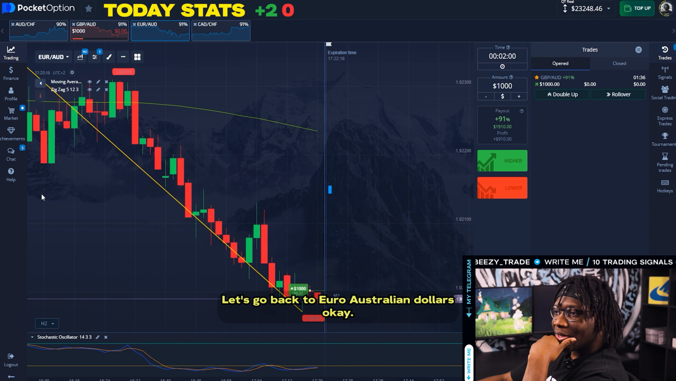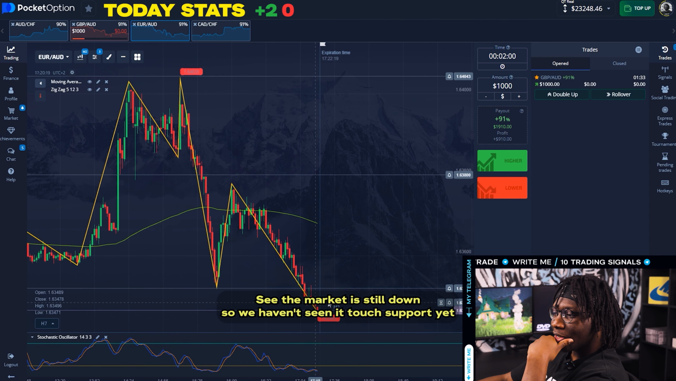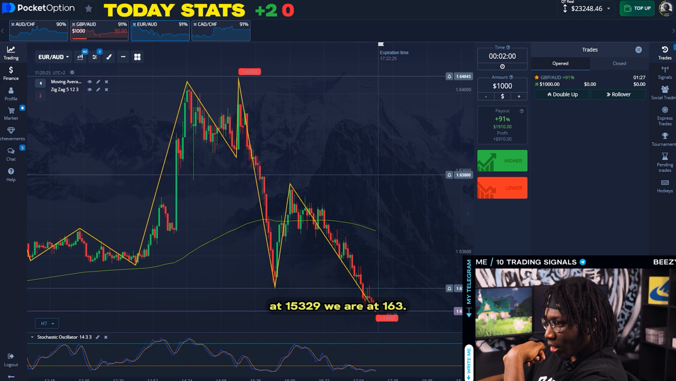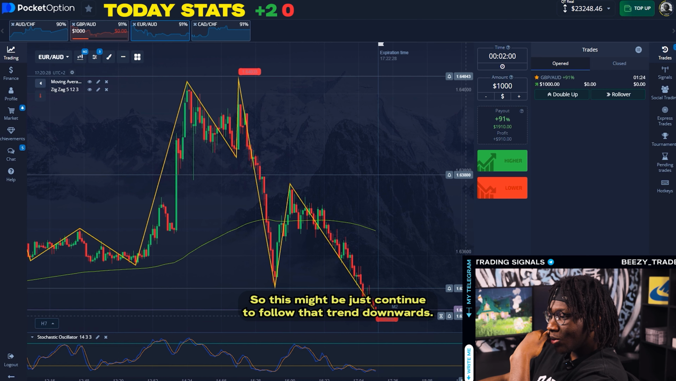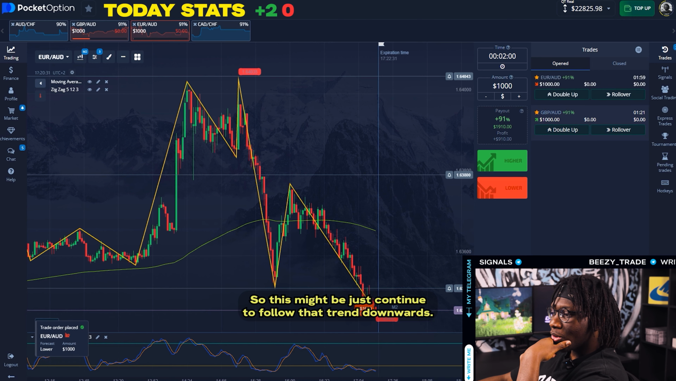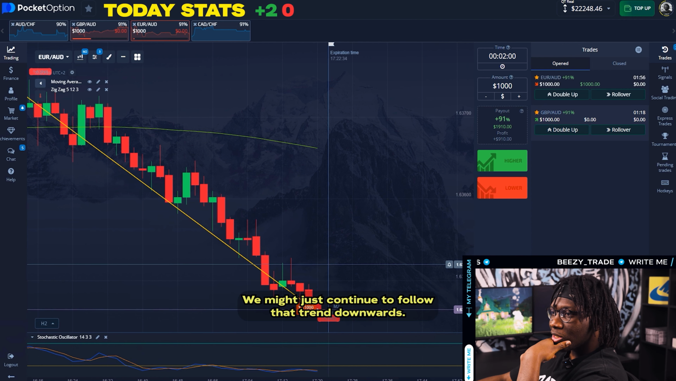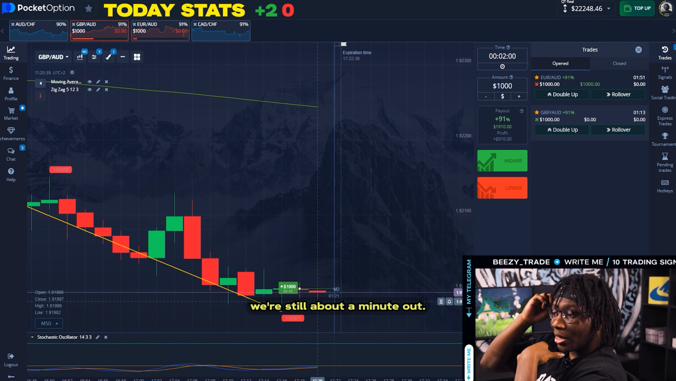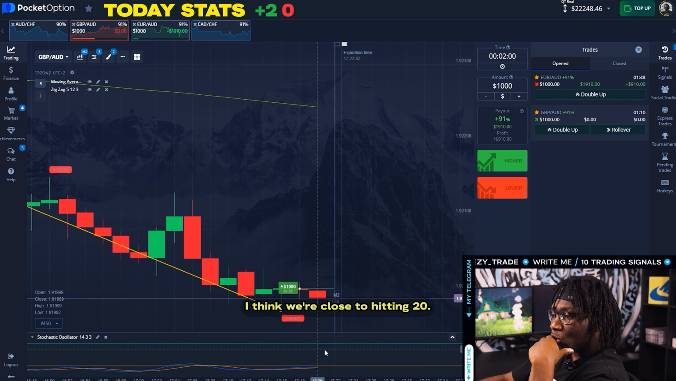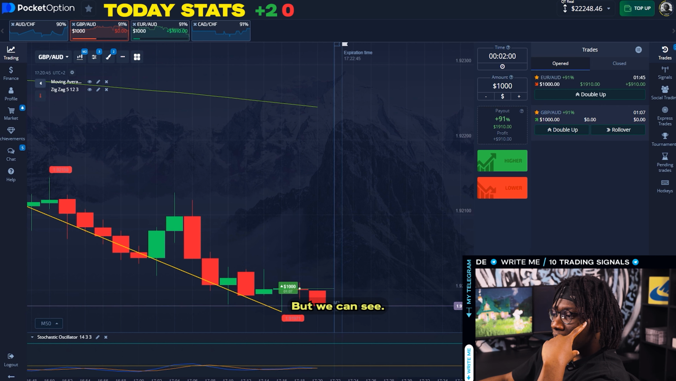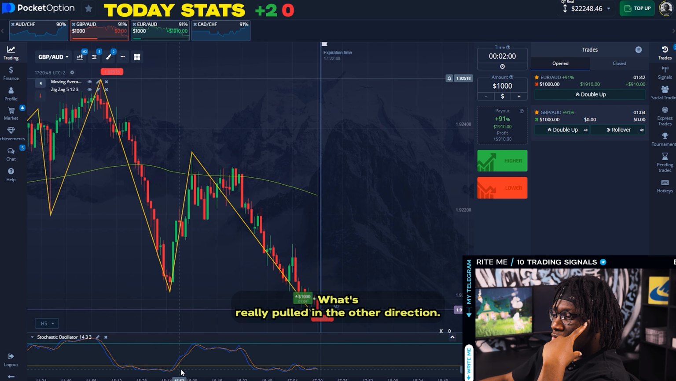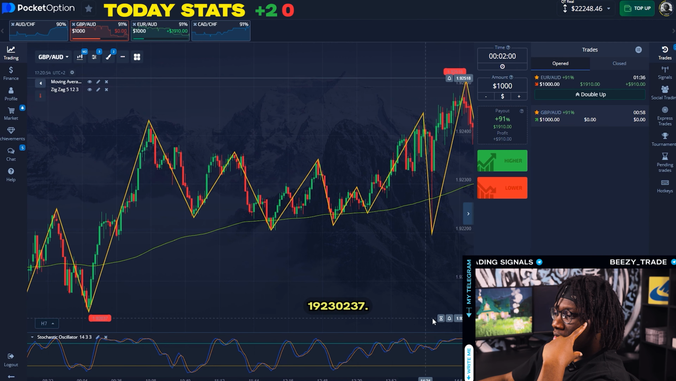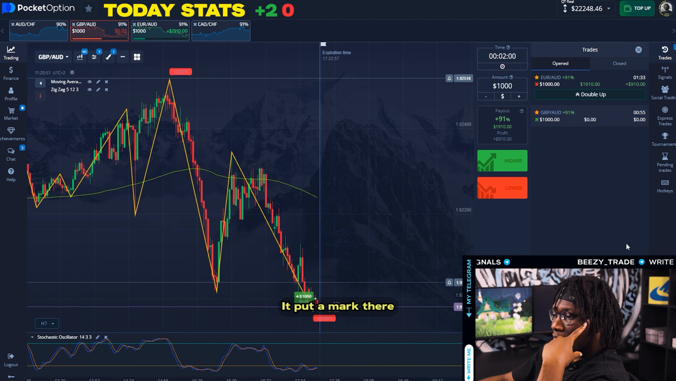All right. Let's go back to the Euro Australian dollar, and we can see the market is still downward. So we haven't seen it touch support yet at 15329. We are at 163. So this might just continue to follow that trend downwards. And right here, we're still about a minute out. I think we're close to hitting 20, but we can see the market has already pulled in the other direction. So we might think that the market is about to hit 1923037. Let me put a mark there.